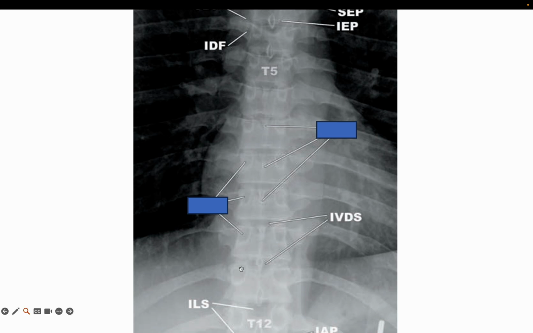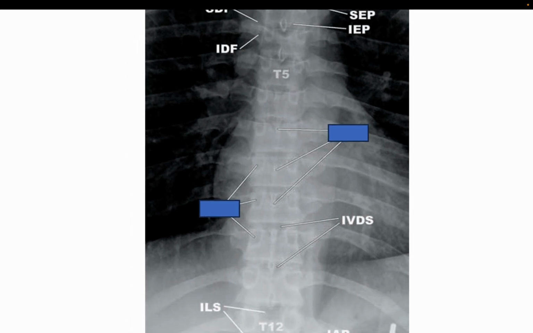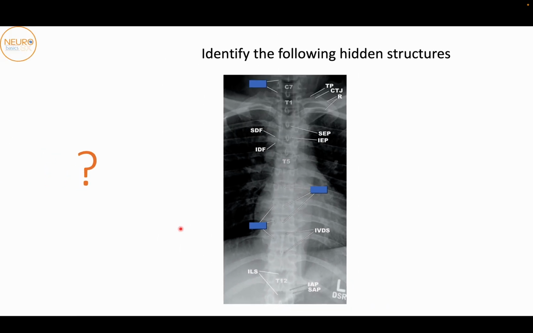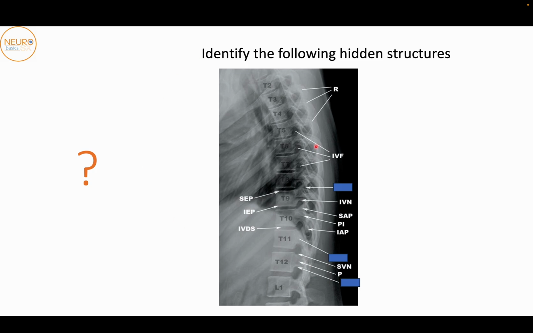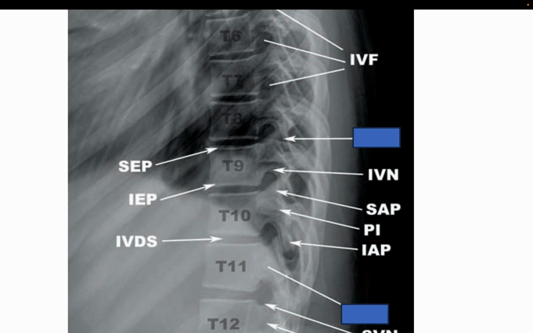Okay, so these round, very obvious structures are pedicles. Usually when we're doing surgery, when you're trying to put a pedicle screw, these are the structures we look for on an AP X-ray. So these are pedicles. Okay, so now coming to the lateral view. What is this?